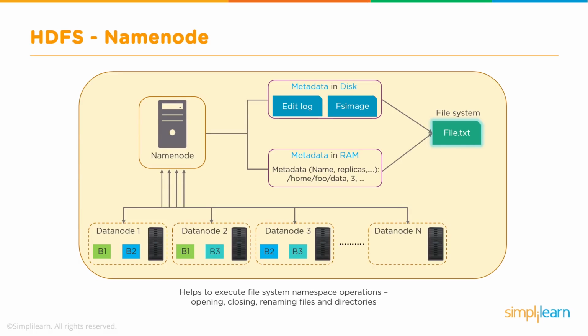Now, as we know, NameNode is the master. It basically helps to execute file system namespace operations such as opening, closing, and renaming files and directories. Even when you delete files and directories, in all of those operations, NameNode is involved.